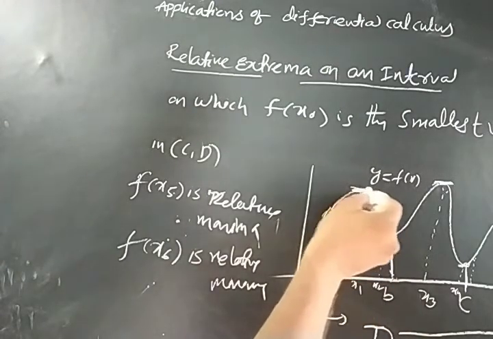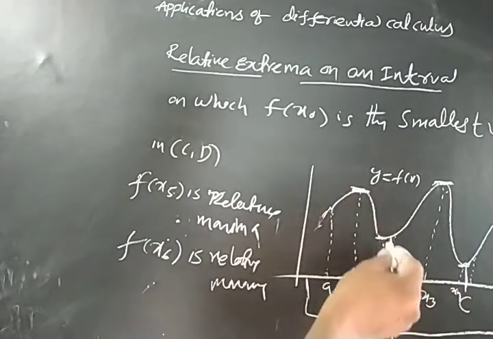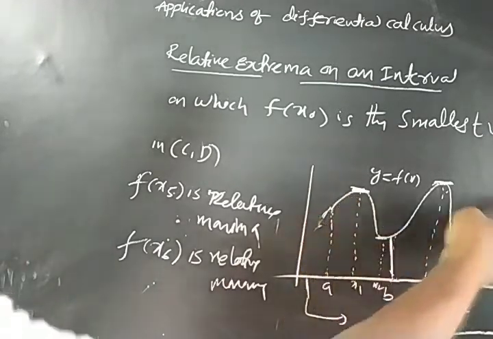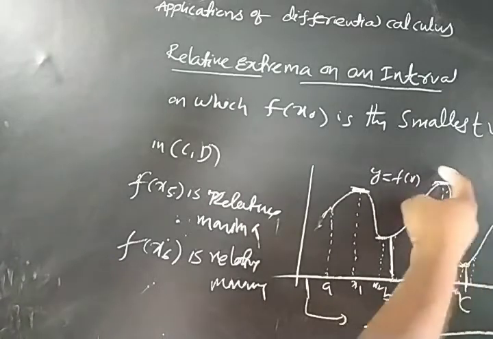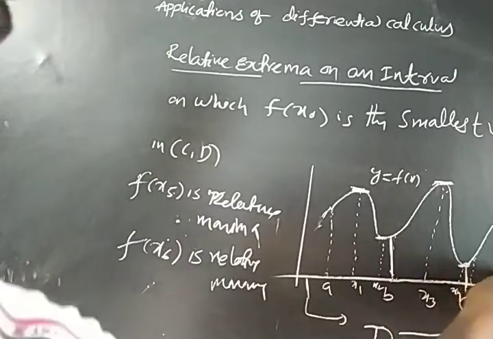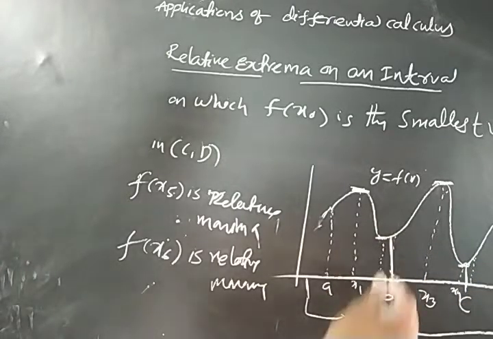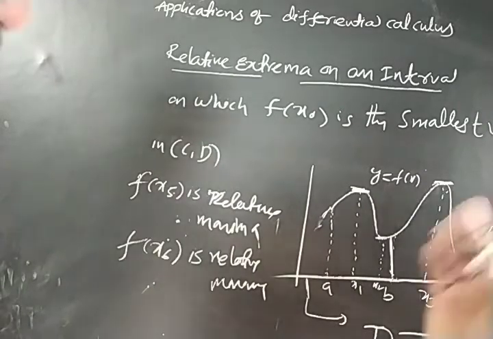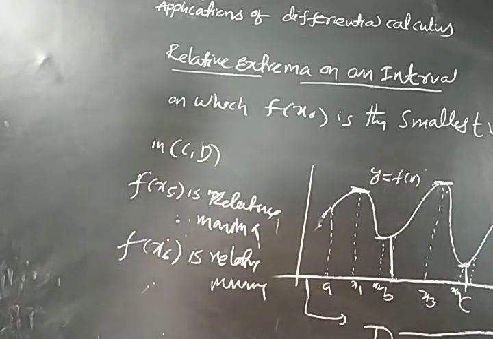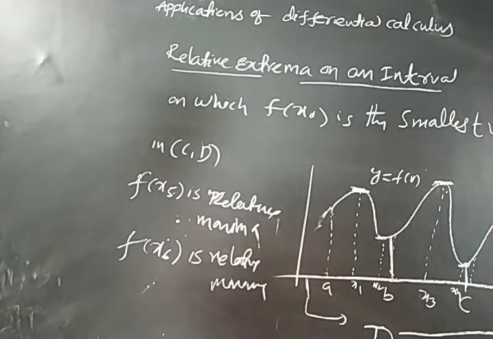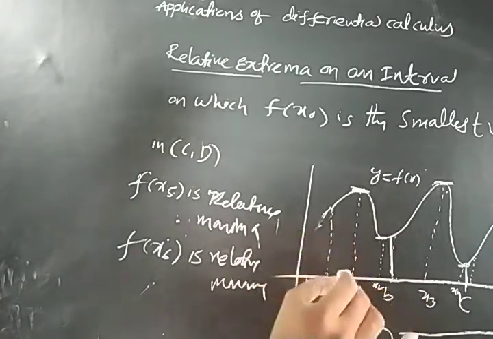So that's why this maxima in this open interval is called local maxima, and this is called local minima. If you take the largest value among all the local maxima, that value is called absolute maximum. If you consider the least value of the function in the entire domain, that value is known as absolute minima. So absolute maxima is the largest value of the function in the entire domain, and absolute minima is the smallest value of the function in the entire domain.